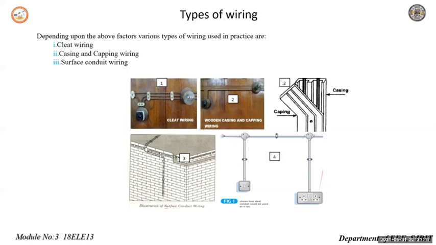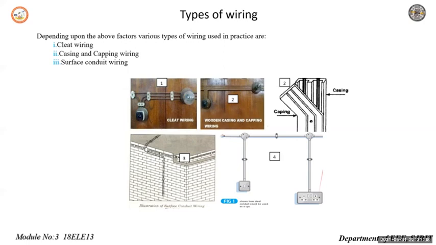The casing is fixed to the walls and kept apart from it by 3.5 mm with the help of porcelain discs or cleats. This type of wiring is normally adopted for voltages up to 250 volts. It is most commonly used in domestic wiring installations.